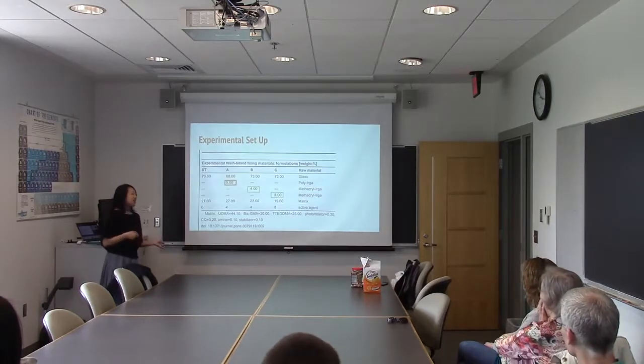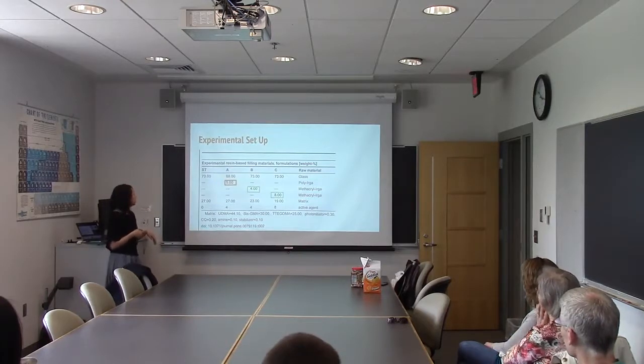Then they want to test the antibacterial properties of these four materials. Here we can see the components of the matrix, UDMA and bis-GMA, which are the two things I just introduced before. These numbers are all by weight percentage.